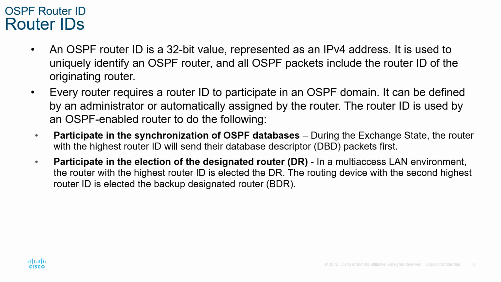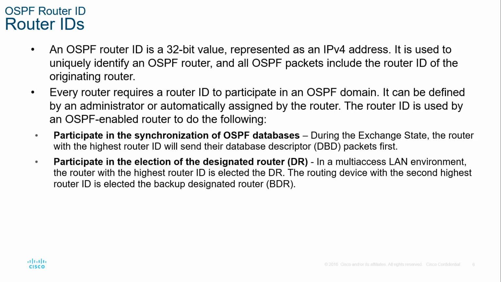Also, the ID allows the router to participate in the election of a designated router. If we're assuming a multi-access LAN, multi-router environment, the router with the highest router ID will be elected the designated router. The one with the second highest ID will be the backup router. So if we want to designate which router will become the primary or the designated router, we would set a higher router ID on that device. That allows us to dictate what device will get the designated router process.